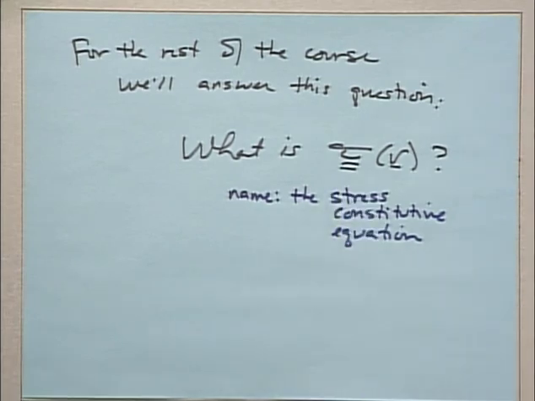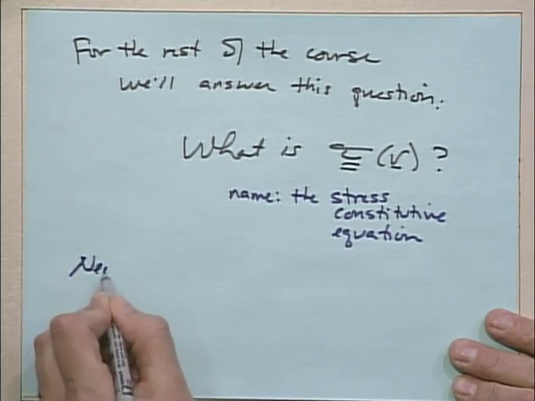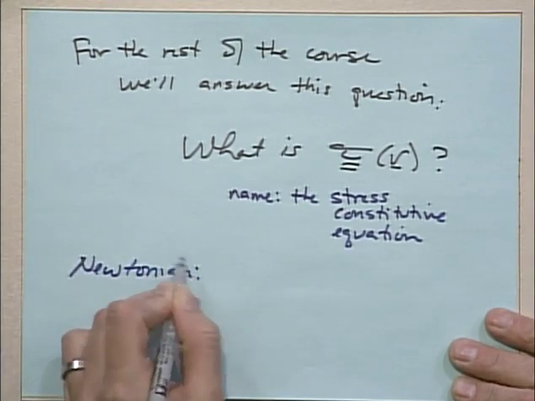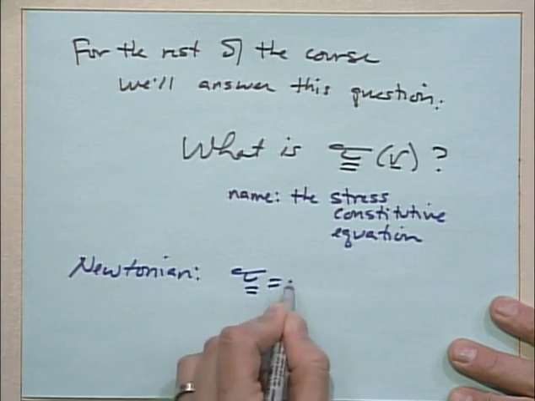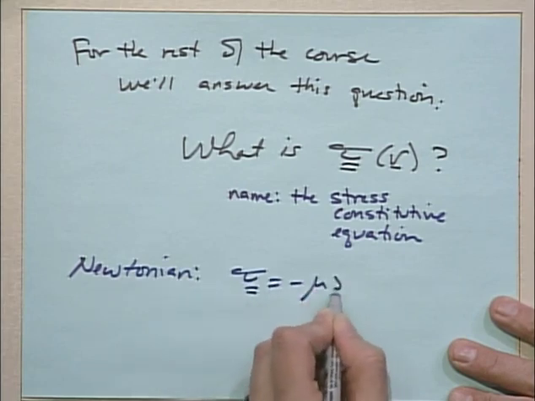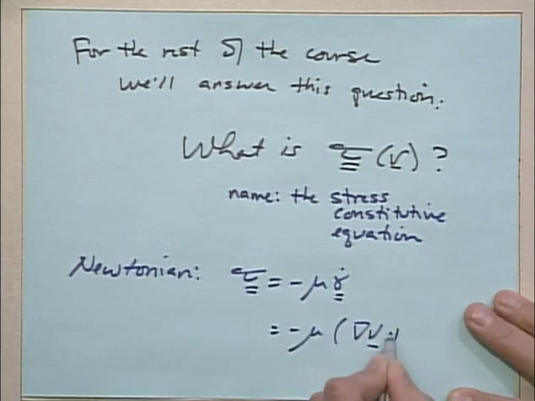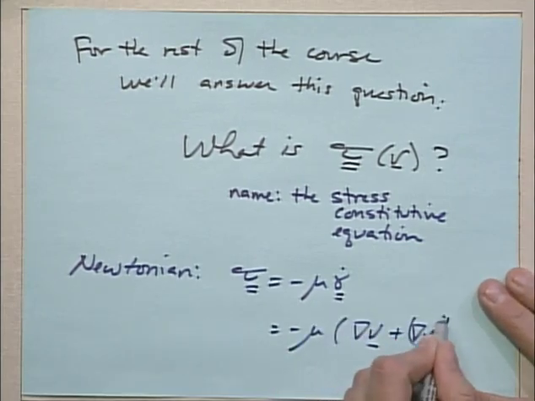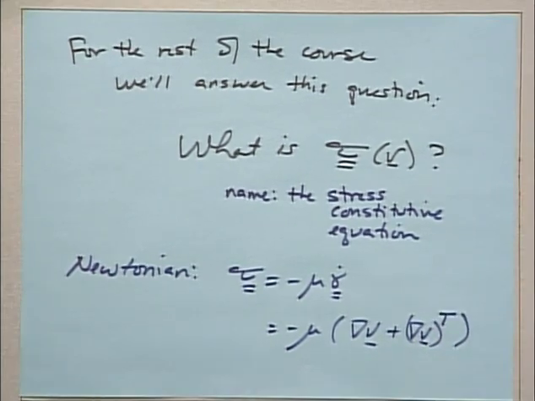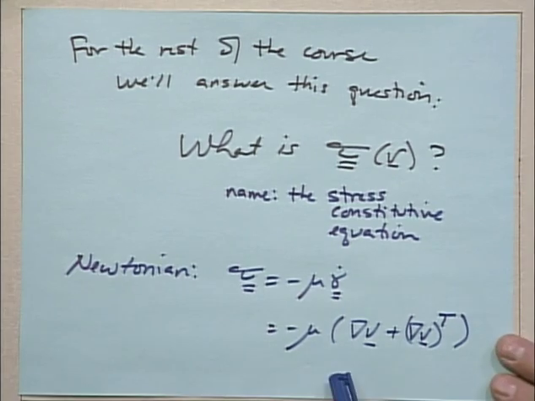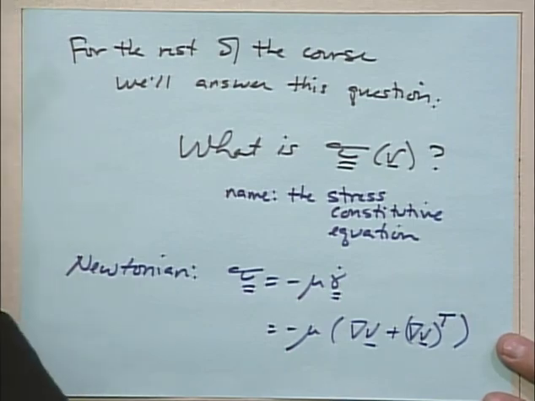The one constitutive equation we know is the Newtonian. The Newtonian one is tau equals minus mu gamma dot, which is minus mu (del V plus del V transpose). It's a very simple one, and you've had a little bit of practice working with it. How did Newton come up with such a thing? Well, actually, he didn't. Newton came up with Newton's law of viscosity.